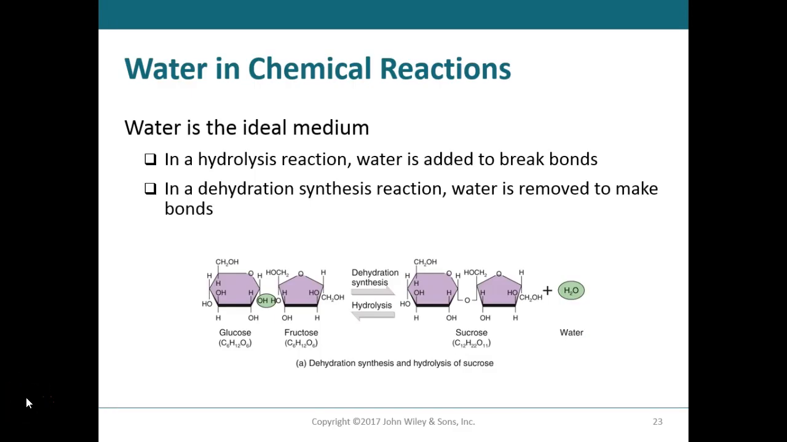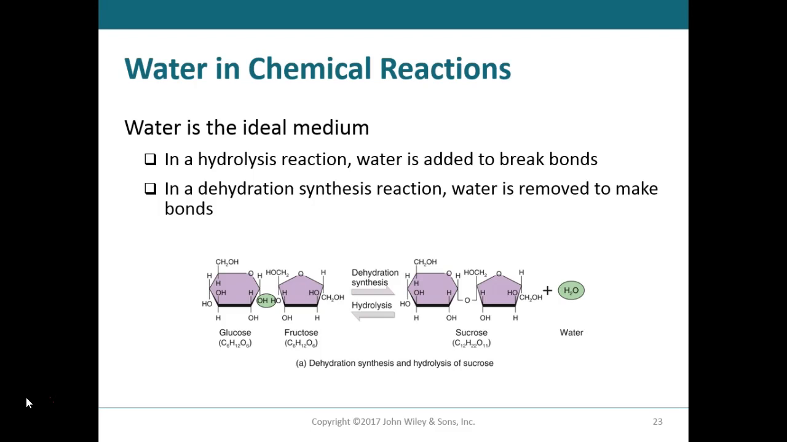Water serves as an ideal medium for most chemical reactions in the body as well. During digestion, decomposition or breaking down reactions occur that break large molecules down into smaller molecules simply by adding water. This type of reaction is called hydrolysis. Hydro meaning water and lysis meaning to break. Hydrolysis reactions enable us to take nutrients and absorb those nutrients into the body.